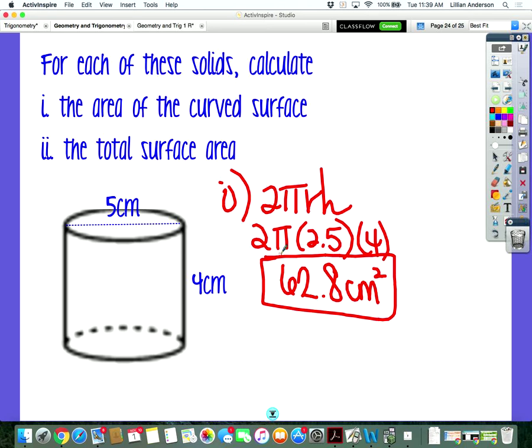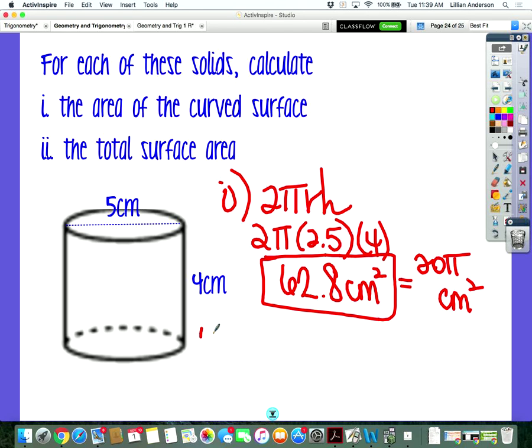Okay, if it asked you to leave it in terms of pi, what would the answer be then? 20 pi, and you would of course include your units. You leave pi out if you want to leave it in terms of pi. It's just 2 times 2.5 times 4. Oh, I thought 4 times 2.5 was 12 for some reason.